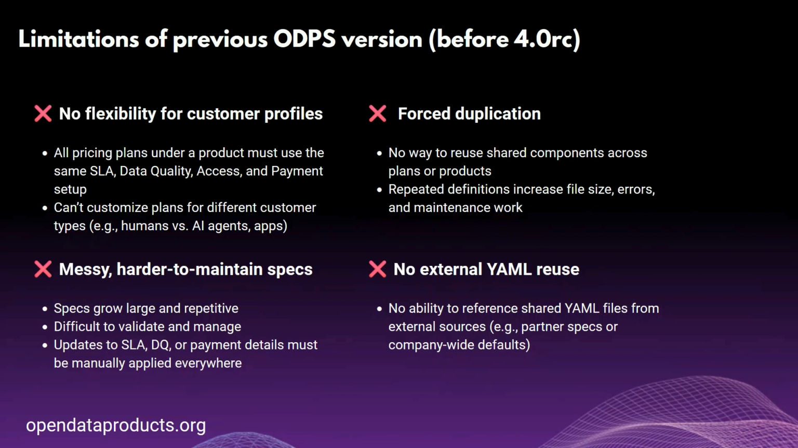And one of the reasons is that there is no way in the previous versions to refer to external YAML, which you could then reuse. This is important because if you have a family or portfolio of data products, you want to standardize certain things company-wide, for example, the default SLA or default data quality or something else. So now it has not been easily possible, but with this components approach, it is possible with a fraction of the work.